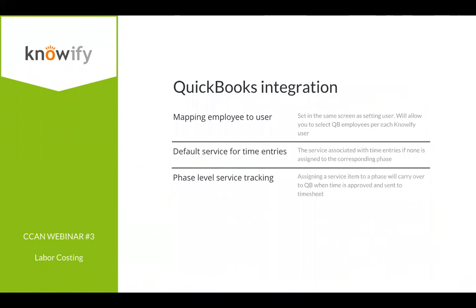We'll have something called the default service for time entries, and I'll show you more about how to set this. Basically, it's saying if you haven't specified what service these people are working on, what do you want us to use? It's just to make sure that we always have some way to push to QuickBooks. And then the last thing is what we call phase level service tracking, which is the idea of switching up which service item we use based off of what phase of the job that they have checked into.